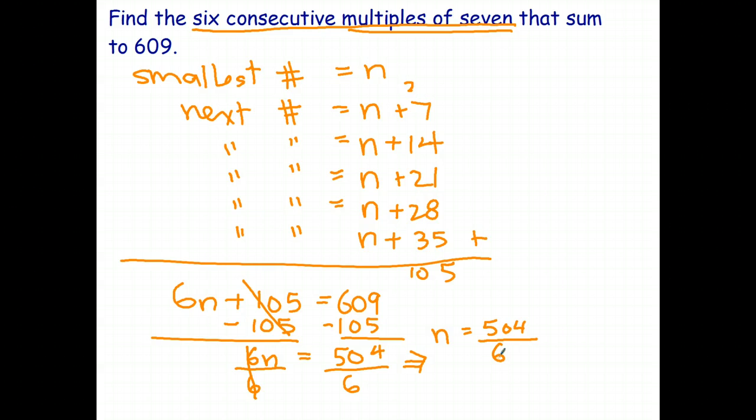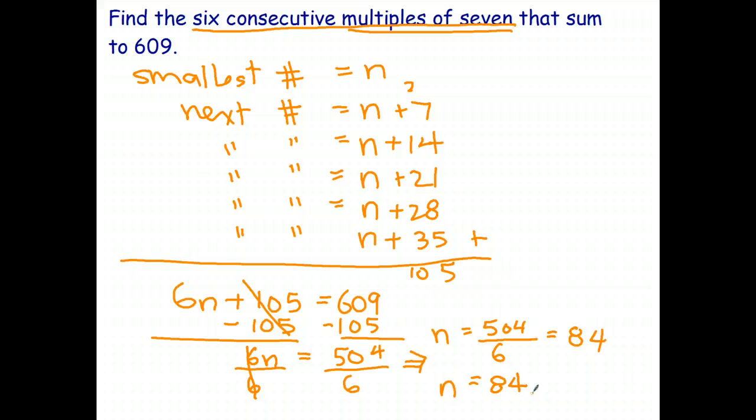I could use a calculator for that, but I think I'll do it in my head. 6 goes into 50 8 times, so it's going to be 80 something. 6 times 80 is 480. And then I've got another 24 to make 504. So I think n's going to be 84. Again, you'd be allowed to use a calculator on an exam for that particular step.